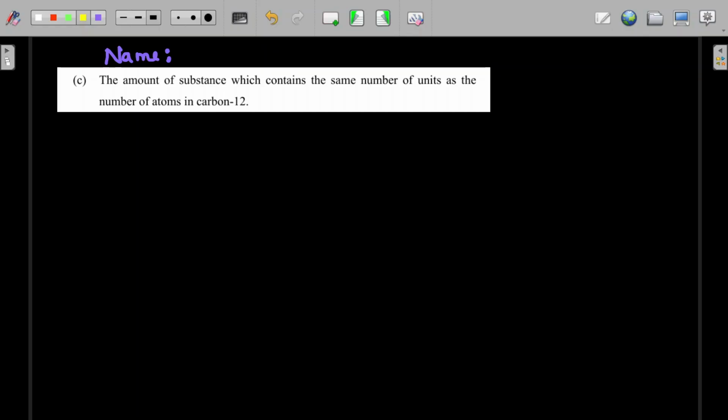The amount of substance which contains the same number of units as the number of atoms in carbon 12.